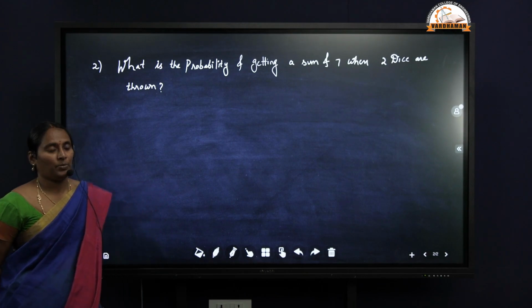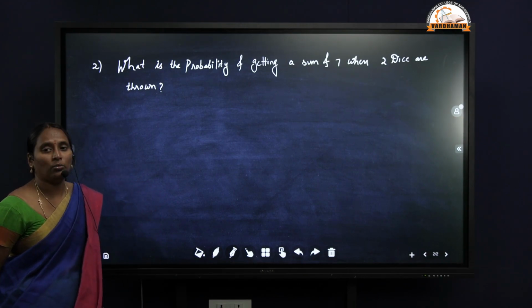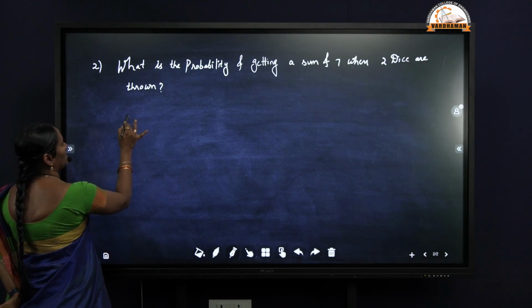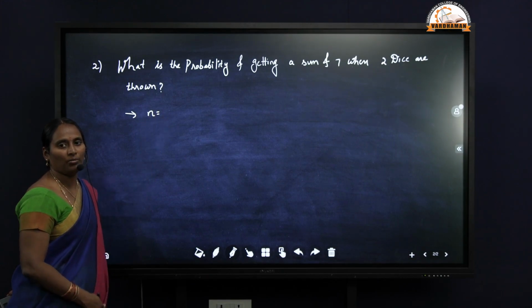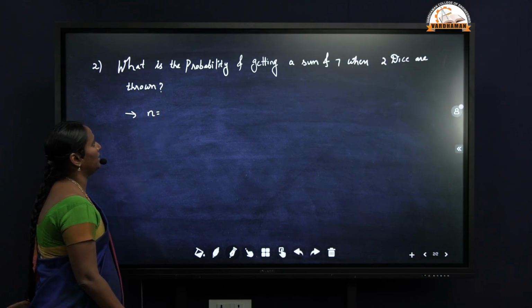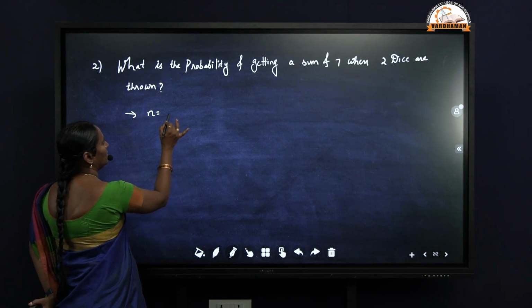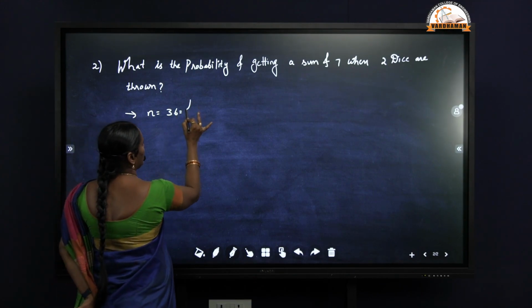Now let us see the next problem. What is the probability of getting a sum of 7 when 2 dice are thrown? The first thing is to define the total number of outcomes. How many total outcomes are there? They are discussing 2 dice being thrown. If 2 dice are thrown, we have n is equal to 36.